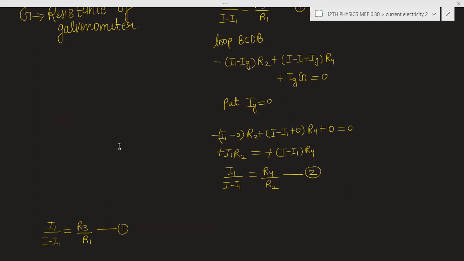And please, one topic is left, heating effect of current. After finishing that topic, we will start moving charges and magnetism, or you can say magnetic effect of current. Different names are given in different books, but according to the NCERT, it is chapter number 4, moving charges and magnetism.